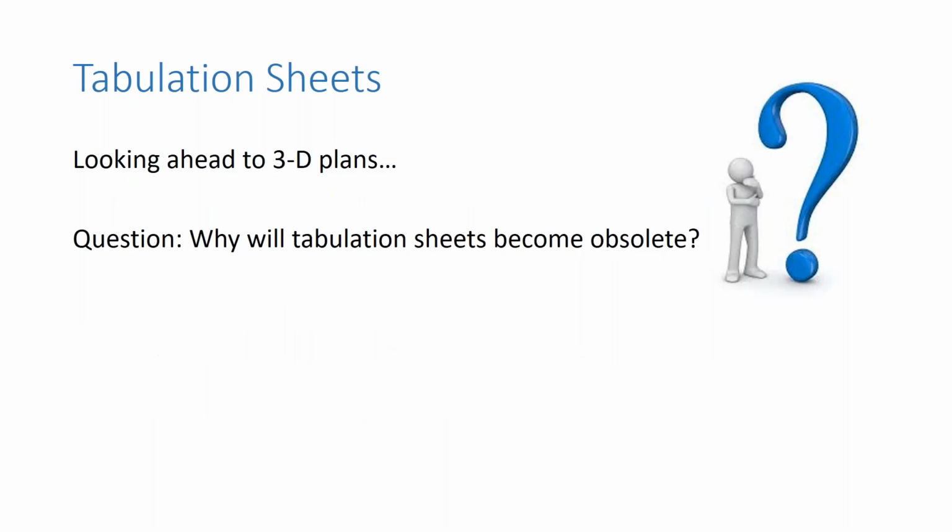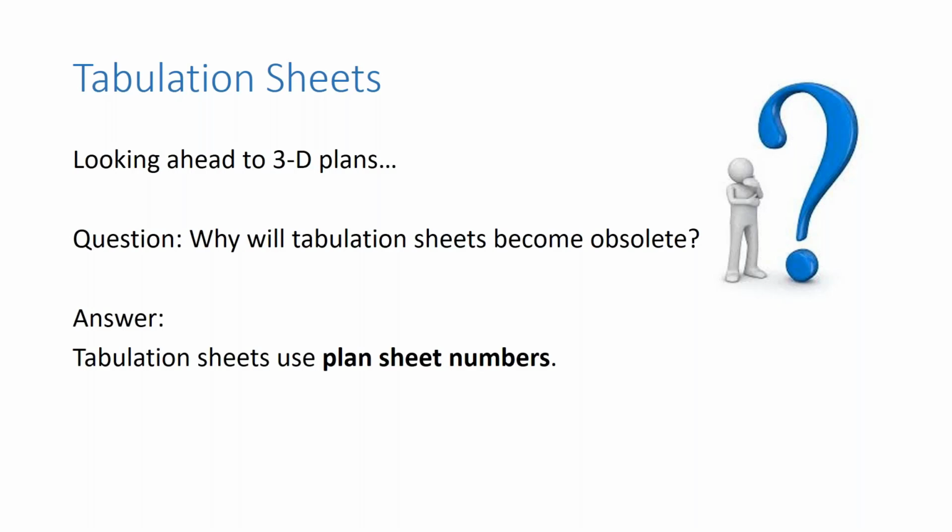Okay, so looking ahead to our 3D plans. If you remember our tabulation sheets, if you can picture one, we tabulate by sheet number, by plan sheet number. So we need to begin looking ahead at our tabulation sheets and how they will be switching over in the coming years to be noted by station location and offset. So just something to think about, and we'll continue to look ahead to those in the future.